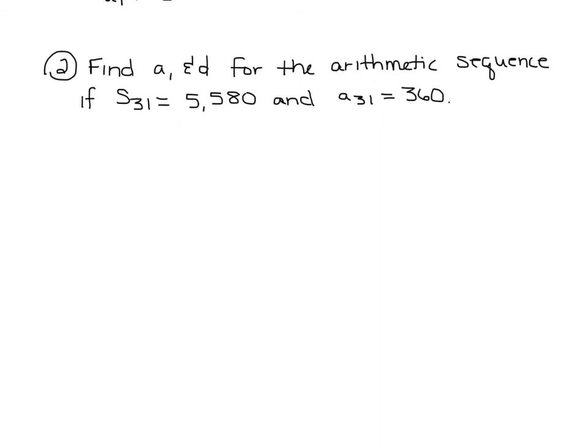Okay, so we've got a lot going on here. First thought is I see the a sub 1 and d. Oh, that's just yesterday. But the difference here is I actually have that sum of the first 31 terms, which means I'm going to need that to hopefully get to that a sub 1 and d. So I'm going to start here. And I know that my S sub 31 is 5,580.